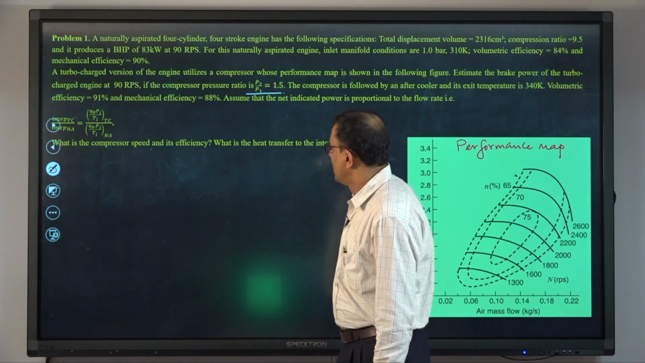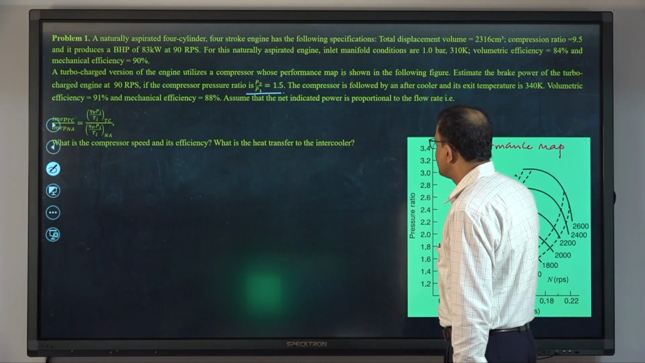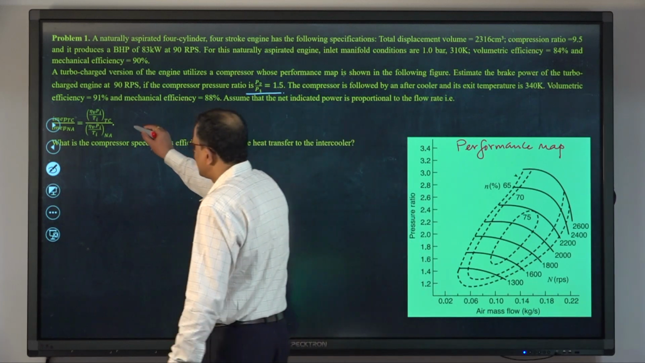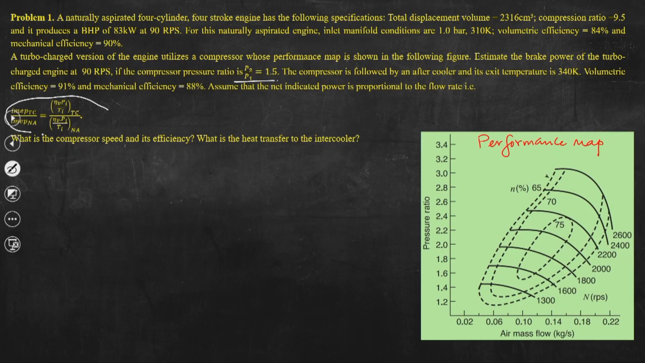Now, assume that the net indicated power is proportional to the flow rate and that is given by this relation. So, we will be using this. What is the compressor speed and its efficiency? The first part that we need to answer is to estimate the brake power of the turbocharged unit. Second part is to estimate the compressor speed and its efficiency and what is the heat transfer to the intercooler. So, all these things are very important to know. So, let us now solve the problem.